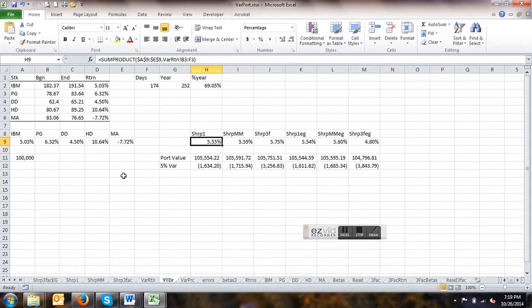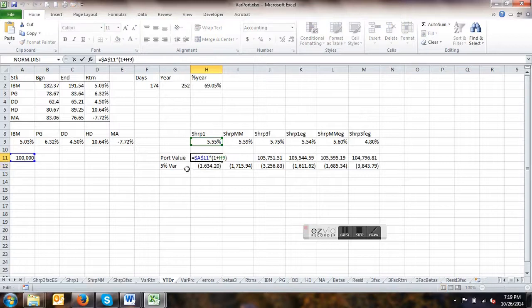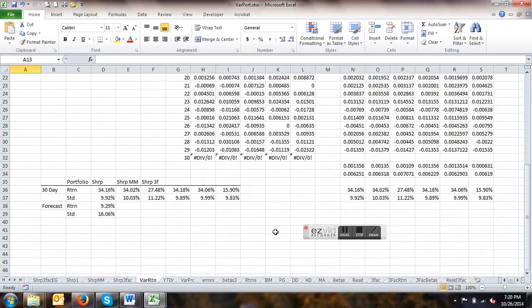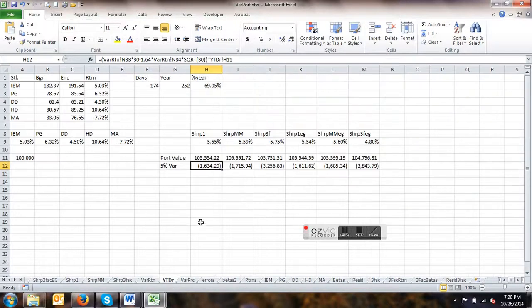We're going to start the year off with $100,000, so that's my $100,000 there. And to find the value of the portfolio, it's just $100,000 times the actual year-to-date return for each one. Now our VaR calculation is going to come from our return sheet down here. This is our daily expected return. This is our daily variance. So we're going to use the 5% VaR.